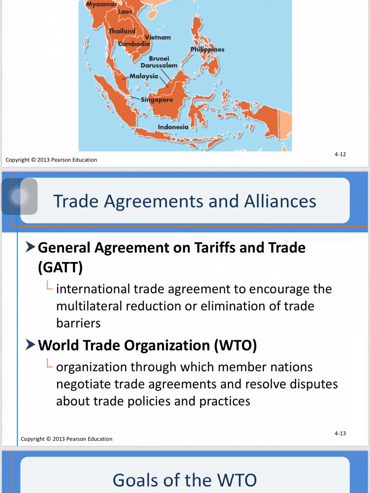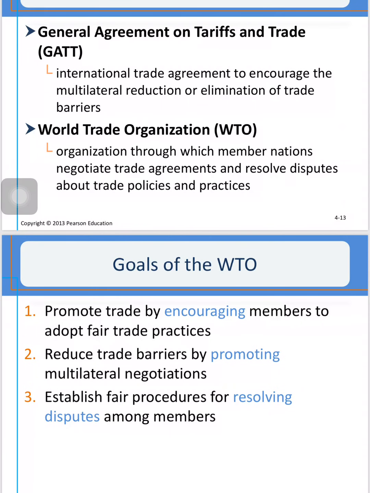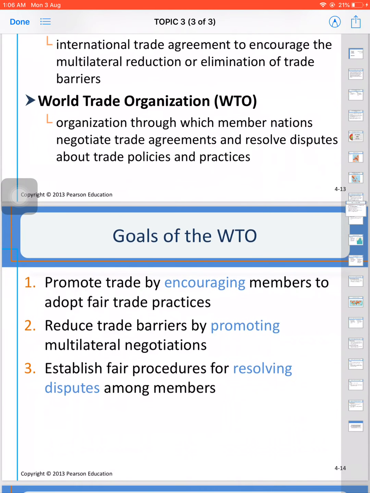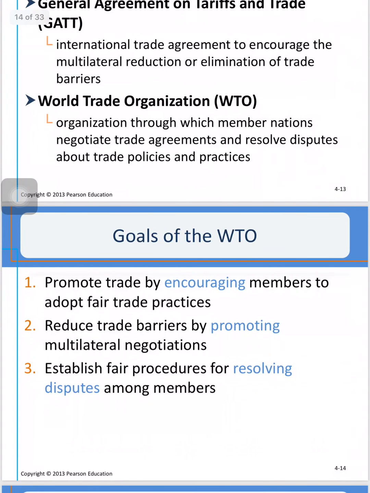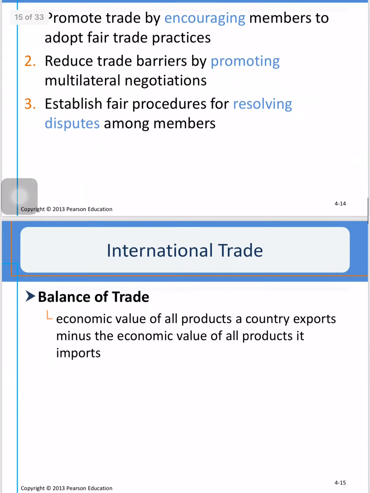Okay, next, these are the goals of the WTO, the World Trade Organization: to promote trade by encouraging members to adopt fair trade practices. This is what I mentioned before. To reduce trade barriers by promoting multilateral negotiation, and also to resolve disputes among the members. Okay. Next is international trade.